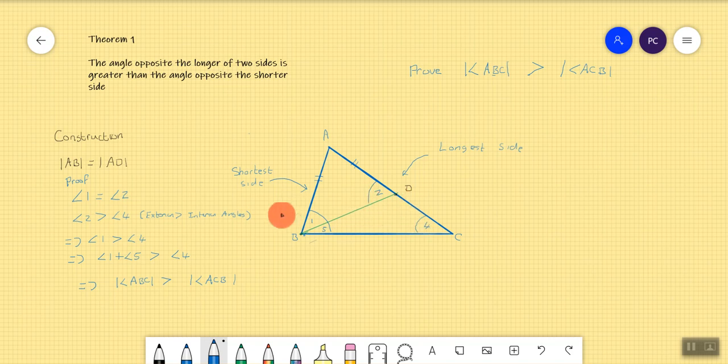And this is just a formal way of proving this idea that if you take a triangle like this, the angle opposite the longest side is going to be bigger than the angle opposite the shortest side. And that's really it. Nothing more complicated than that.